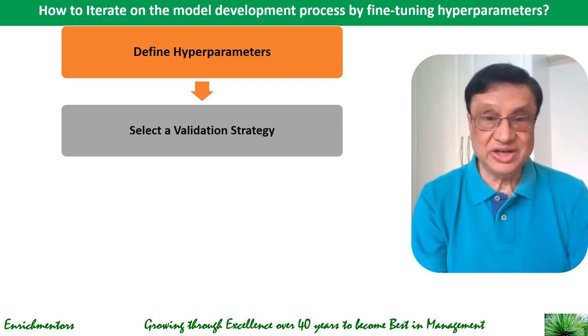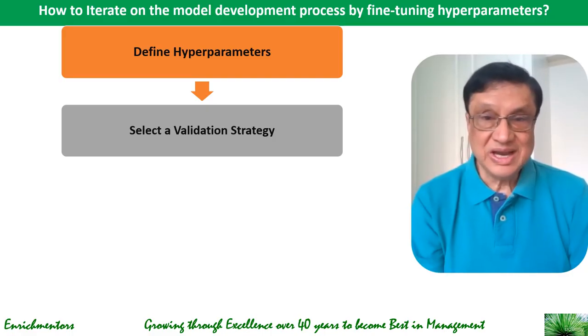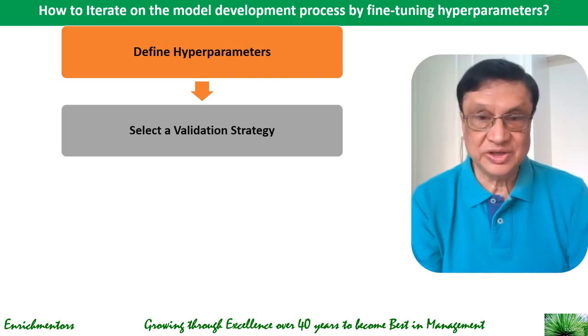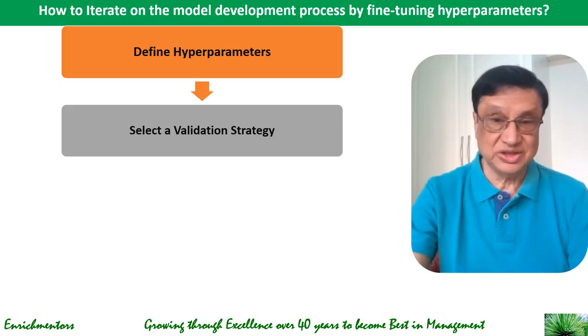Then you choose a validation strategy to evaluate the performance of different hyperparameter configurations. You can use many hyperparameters in different configurations, so you need a validation strategy. And your options include simple holdout validation, k-fold cross validation, or more advanced techniques like nested cross validation, etc. So you select a validation strategy with that.